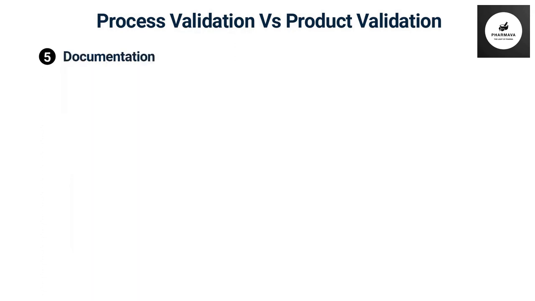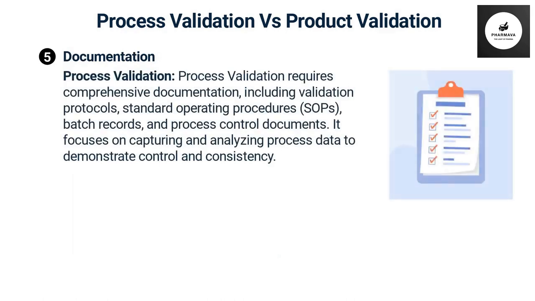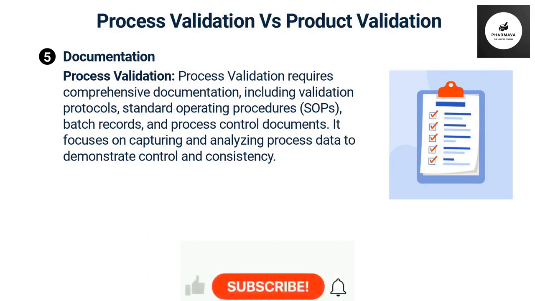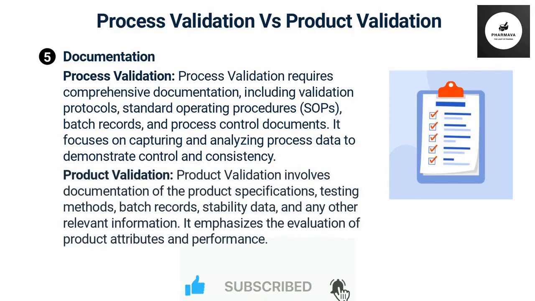Documentation. Process validation requires comprehensive documentation, including validation protocols, standard operating procedures, batch records, and process control documents. It focuses on capturing and analyzing process data to demonstrate control and consistency. Product validation involves documentation of the product specifications, testing methods, batch records, stability data, and any other relevant information. It emphasizes the evaluation of product attributes and performance.